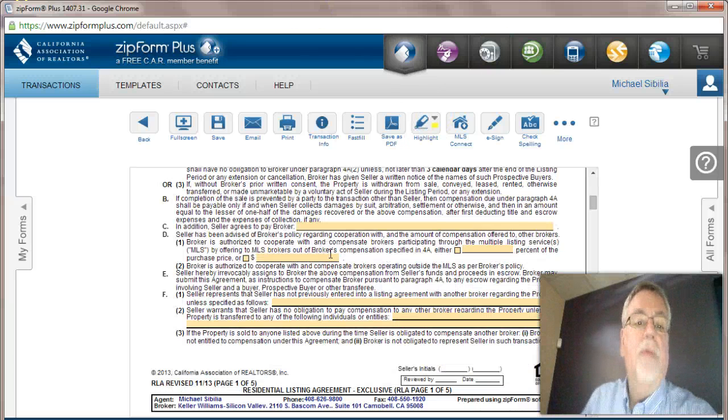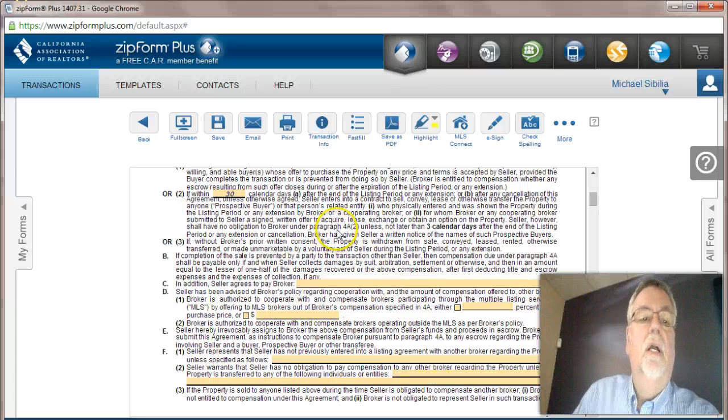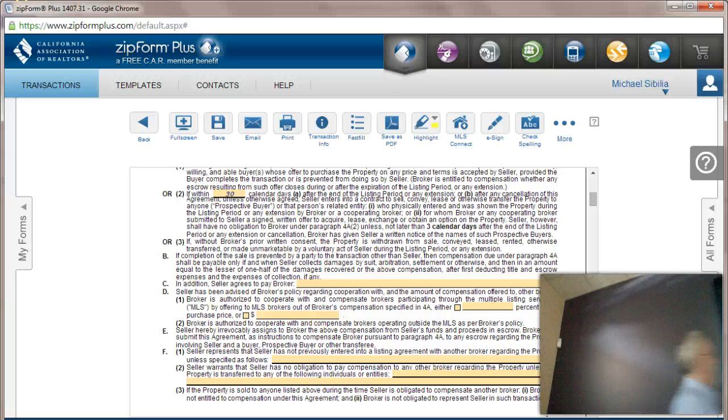I've rarely known anybody that sued and collected, but do you understand that there are people that might wait for the listing to expire to come back and negotiate? This means they have to wait a while before they can do that. Or 3. Now 3 is wonderful. It says if without broker's prior written consent, the property is withdrawn from sale.